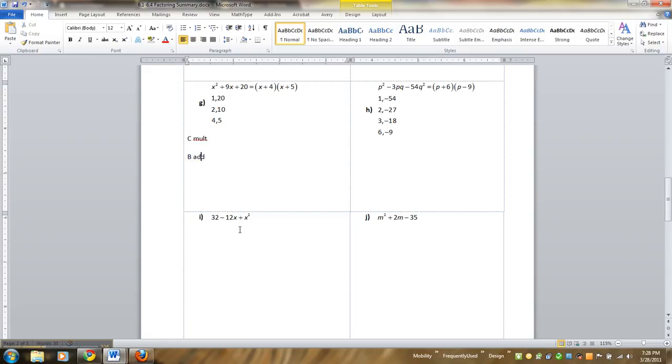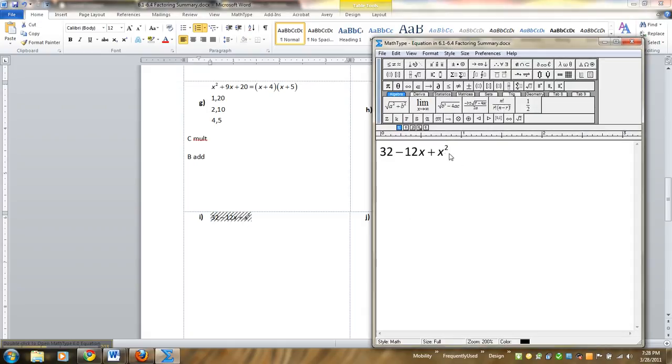Okay, here's another one. I know it doesn't seem like it, but the a is really right here because it's in front of the x squared term. Your first job on this one would be to rewrite it, because nobody likes that. So rewrite it and put it in descending order. The x squared comes first, then the x, then the number. You need them to multiply to 32, but add to negative 12.